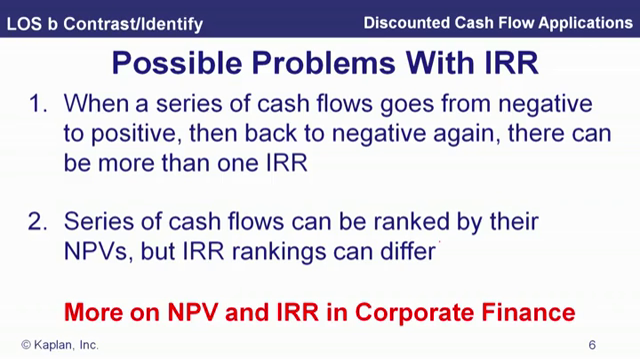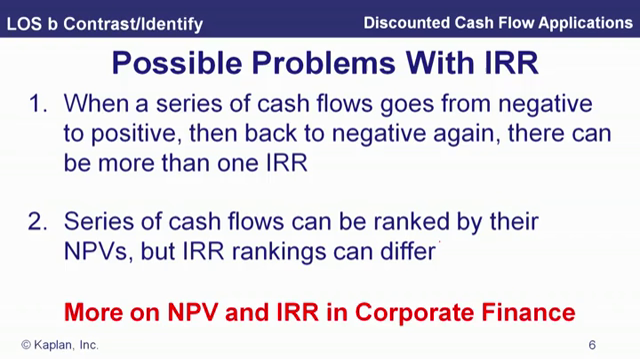The other issue with IRR is that with a series of cash flows, we could rank them by their net present value. Remember, net present value was a measure of the expected increase in wealth from doing this project. And so we can rank those and say, well, if I have to choose among 3 projects, I'm going to choose among those with positive net present values, choose the one with the greater net present value.